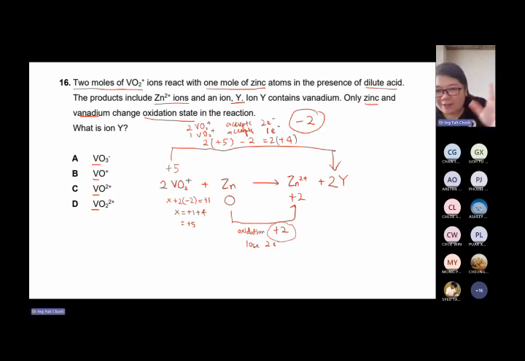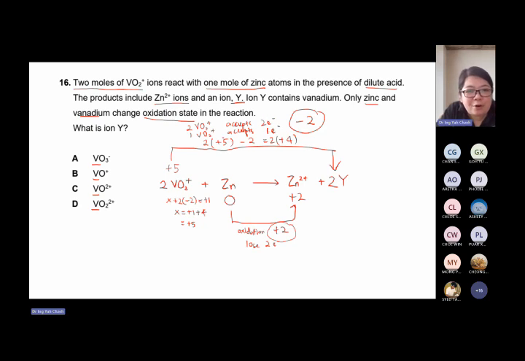Again, I know it sounds very confusing. So zinc loses 2 electrons. That's why the oxidation number is increased by 2. These 2 electrons, where did they go? They are accepted by the 2 cations. Two cations accept 2 electrons, which means each cation accepts 1 electron.